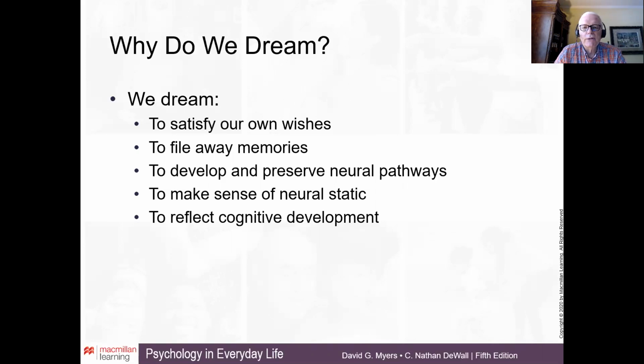Dreaming may be a way of satisfying our own wishes in our dream life that sometimes we may not be able to satisfy in our waking life. Dreams may be a way of filing away memories that then we can recall at a later time when we need them. Dreams may be a way of developing and preserving neural pathways. Dreams may be our brain's way of making sense of neural static that occurs when we're sleeping. And dreams may also reflect cognitive development as we develop more so cognitively. Our dreams may actually change along with that.